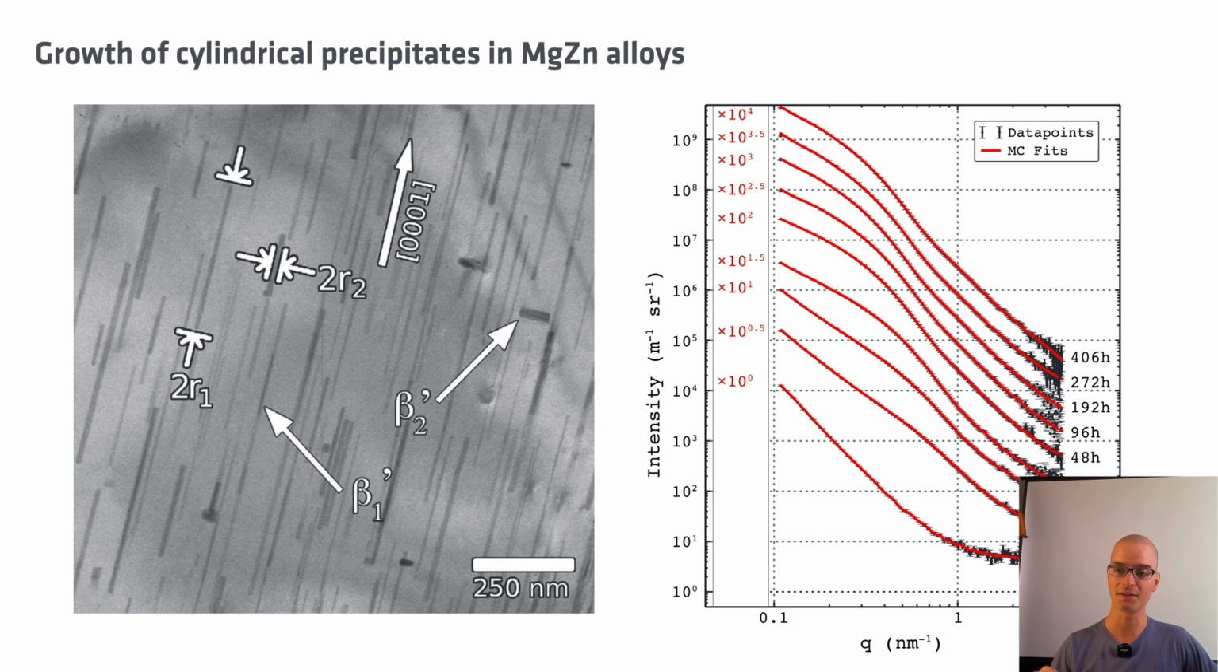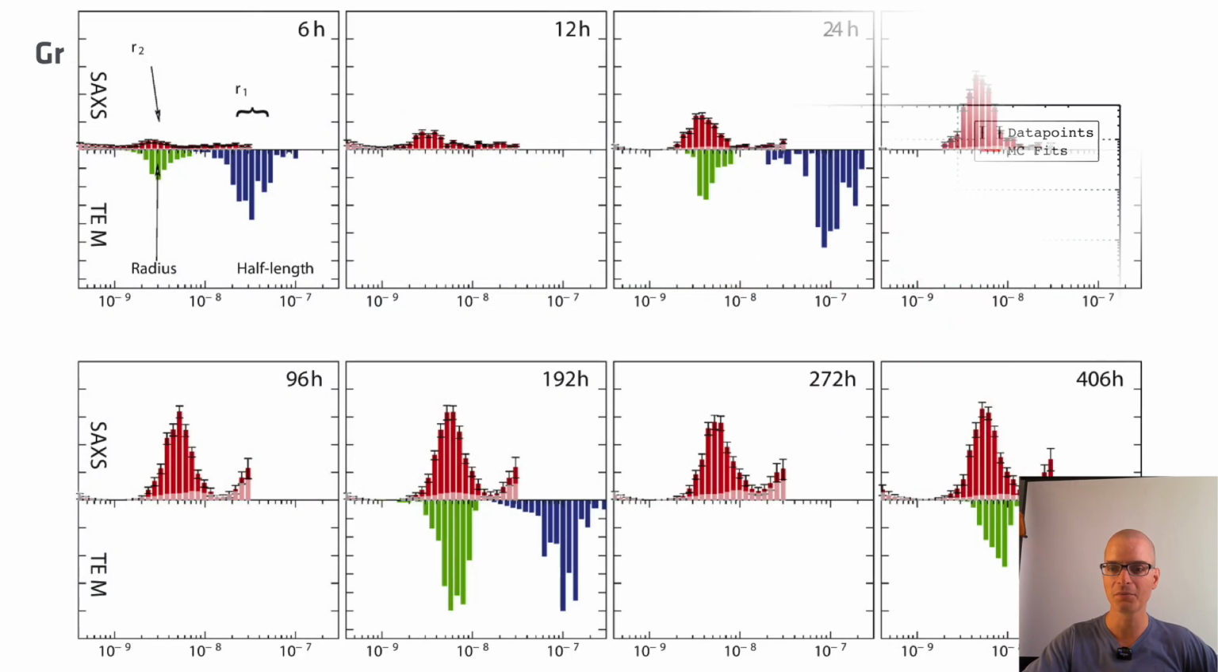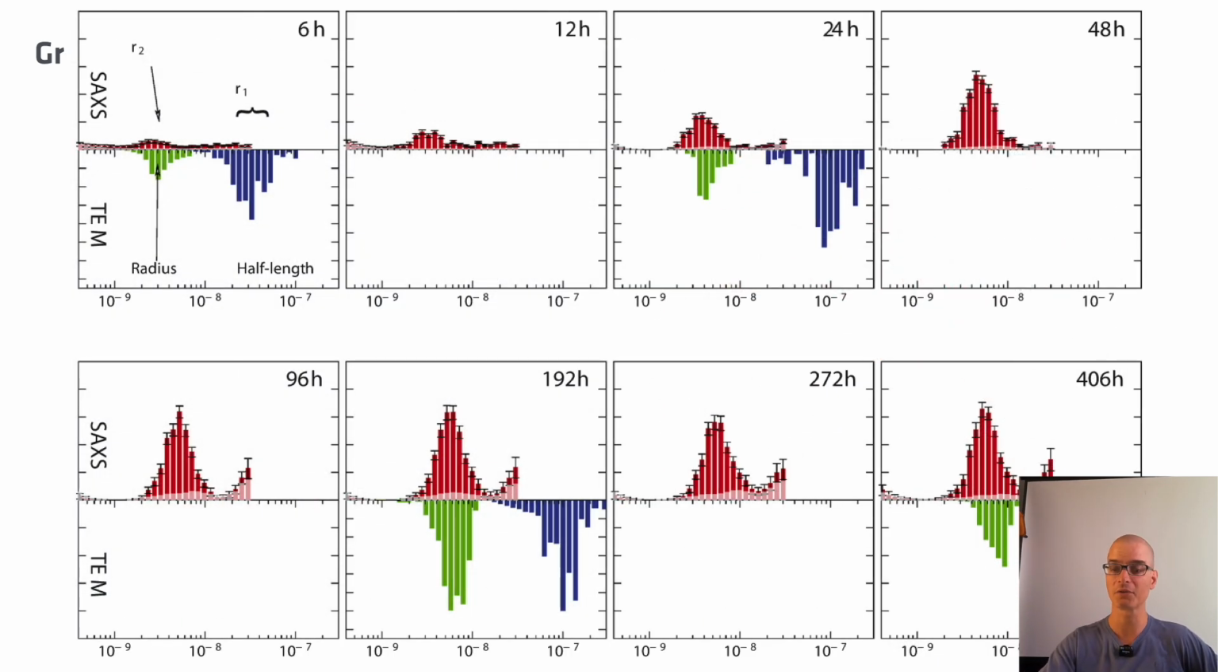The data and the fits are shown on the right-hand side. As I mentioned, this is very old data, so it's from a very old instrument. That's why the range is so short. Nonetheless, we got results out of it, which we could compare to electron microscopy. So you see the small angle scattering distributions in red, and the electron microscopy distributions in the lower half of each graph in green and blue for the samples for which they were measured.